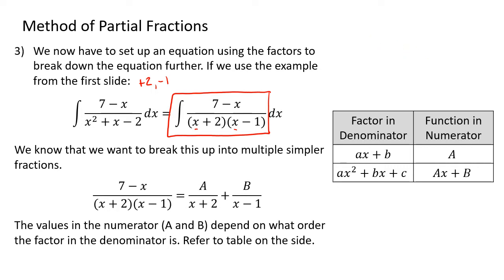So assuming you can factor it to this point here, what you do is you set 7 minus x divided by both factors, x plus 2 times x minus 1, equal to two separate fractions or partial fractions. Okay, one divided by the first factor, so x plus 2, and the other divided by the second factor, which is x minus 1. So you can see factor 1 and factor 2. Now you don't know what these values need to be. That's what this method will determine. So we just set them as A and B.